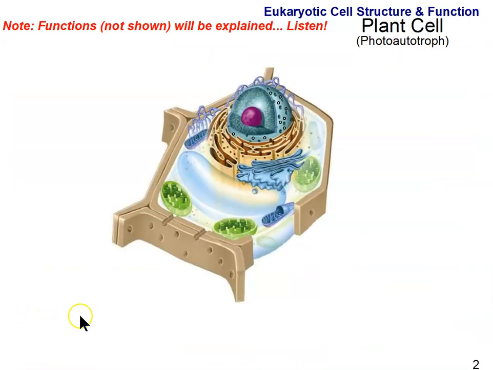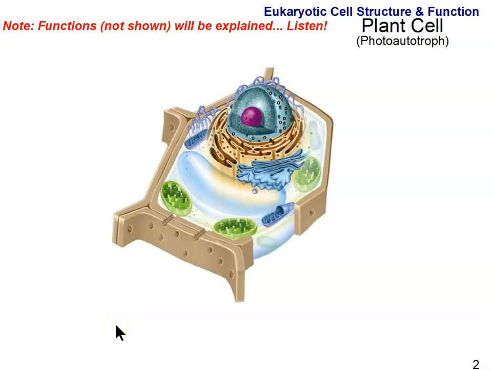Here we're going to take a look at the structure and function of a plant cell, which is, if you'll recall, a photoautotroph. It gets its energy from light, and it makes its own food. Autotroph means self-feeding, through the process of photosynthesis. And again, it's more complex than the animal cell. So that's why we're looking at the plant cell first, because there are actually more organelles to be identified in the plant cell than we're going to see in the animal cell.